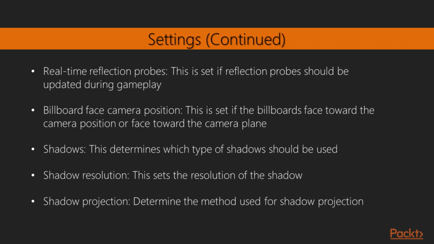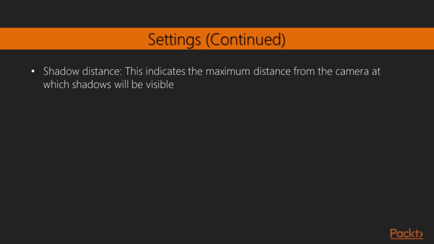The first one is called Close Fit, which renders the shadow at a higher resolution but may cause a wobble effect when the camera moves. The second option is called Stable Fit, which renders lower resolution shadows but they don't wobble with camera movements. Shadow distance. This indicates the maximum distance from the camera at which shadows will be visible.